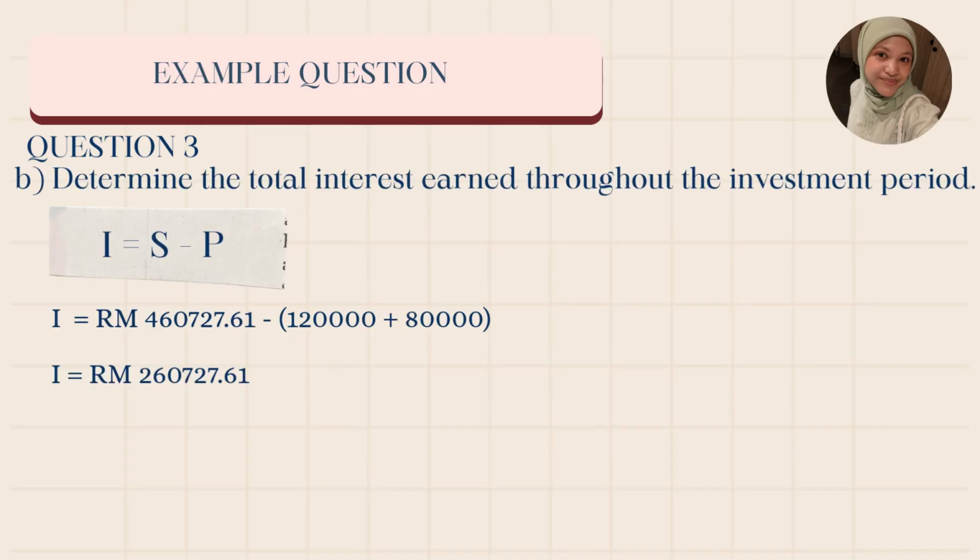Determine the total interest earned throughout the investment period. Using the formula given, I equals S minus P. I equals 460,727 ringgit and 61 cents minus (120,000 plus 80,000). I equals 260,727 ringgit and 61 cents. This is the total interest earned throughout the investment period.